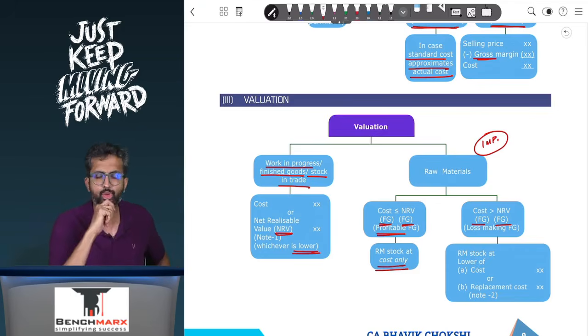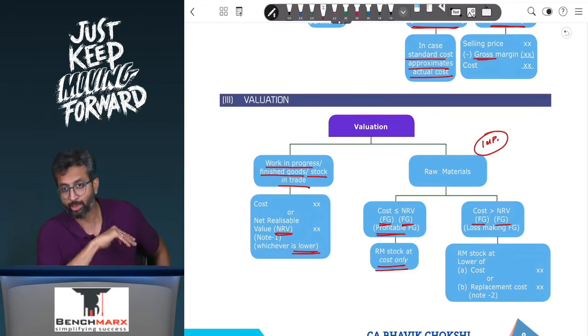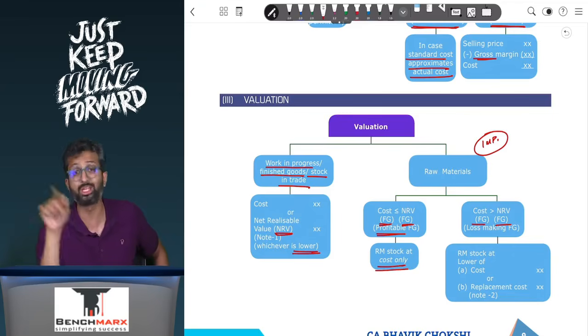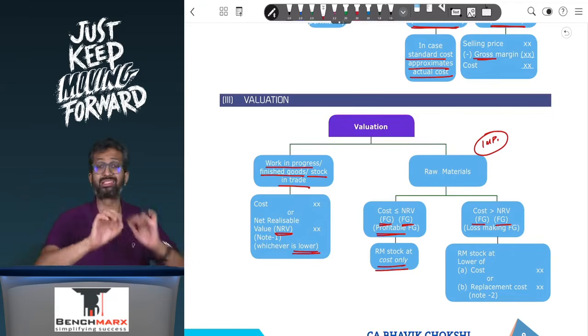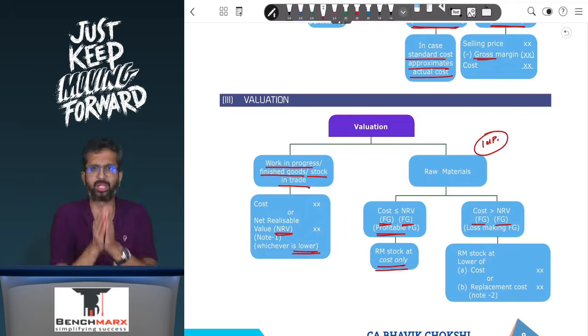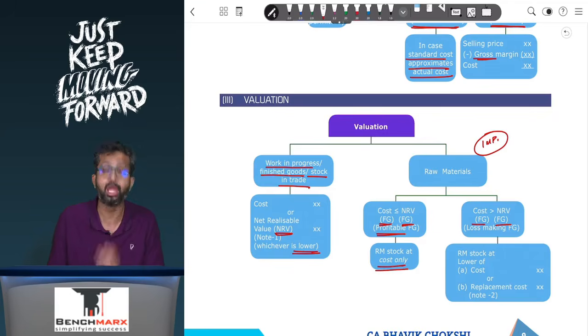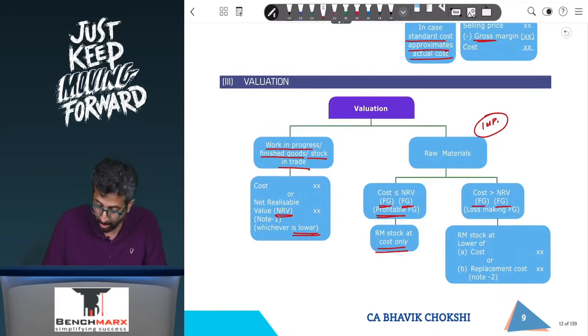But what if the finished good in which this inventory is going to be used is loss making? In that case it is likely that you might not use it to make that finished good, and you might have to sell it. And hence in those cases where there's a loss making finished good, and in most of the sums that have come in your exam you have loss making finished goods, when you have to measure raw material inventory, you measure that raw material stock at the lower of cost and replacement cost.